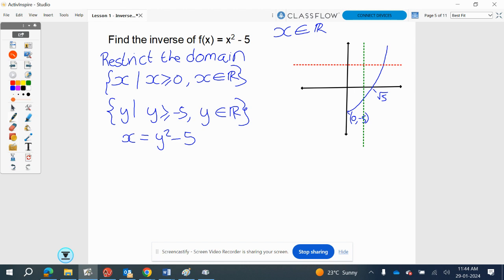We need to get a function now. We get a function by rearranging it for y equals. This gives us x plus 5 is equal to y squared, which means that y is equal to the square root of x plus 5. So that's our inverse function. Our inverse function is going to look like this.